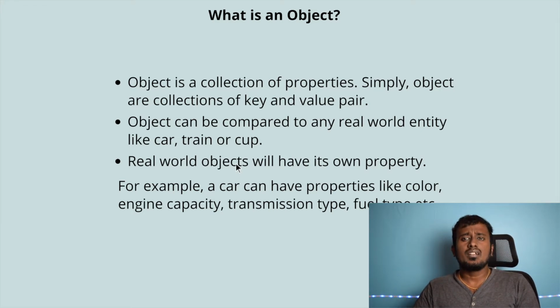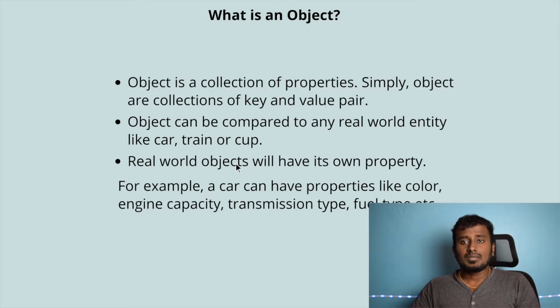So if you turn the same real world object, for example a car, into a programming world object, all those properties will be there inside the car object. Okay, so now you know what an object is. In this video we are going to see how to create an object in JavaScript. There are several ways to do it. We're going to see some of the important, most used ways to create an object in JavaScript.